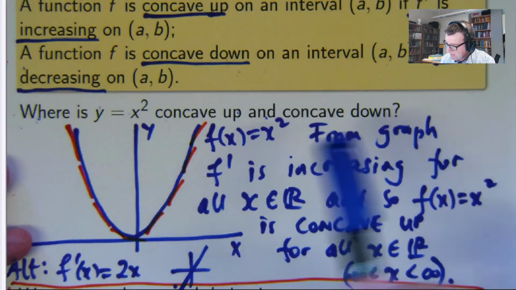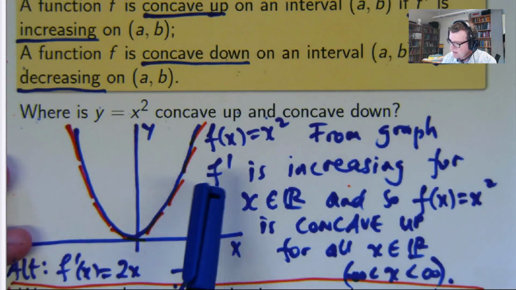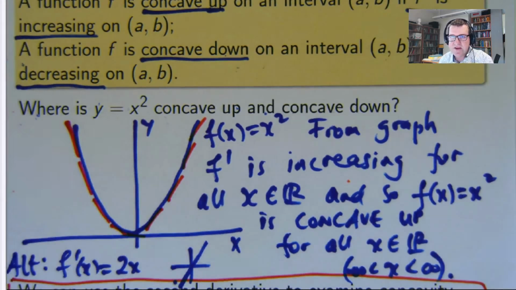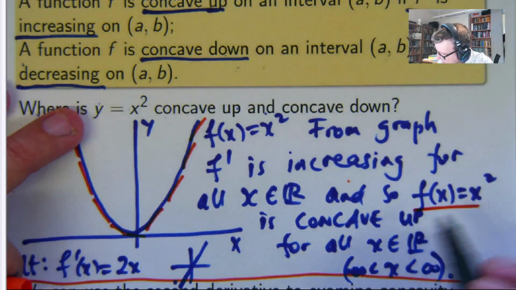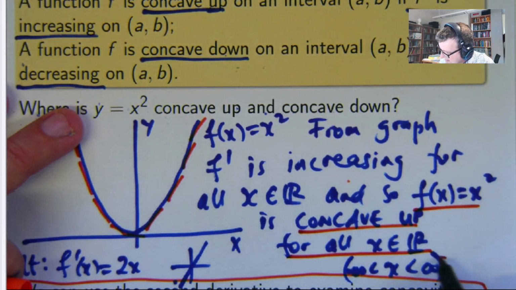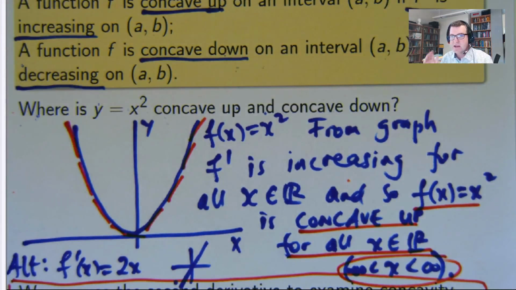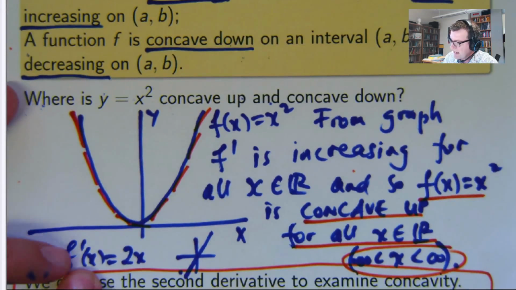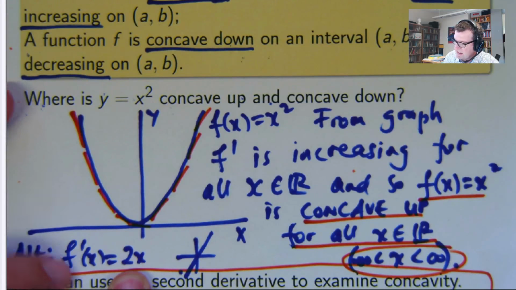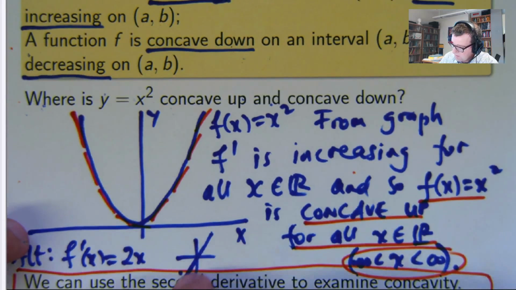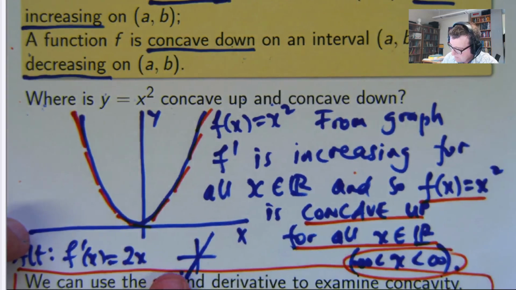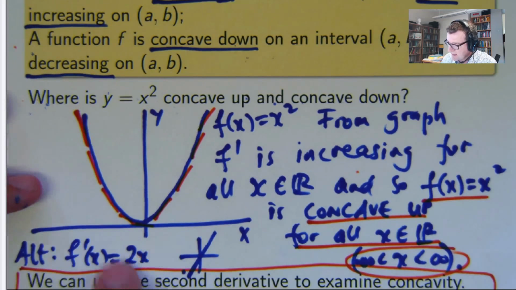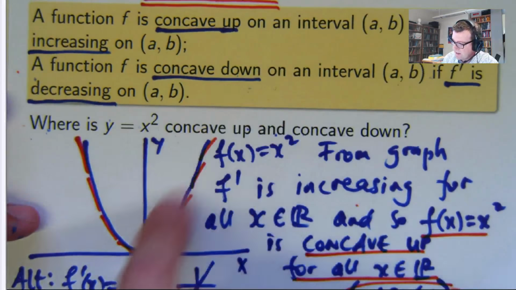So just from the graph, we know then that as we move from left to right, the derivative is also increasing, not just for some values of x, but for all values of x. So in this case, the function x squared is concave up for all x in this interval, all real numbers x. Now you could do it another way. Alternatively, if I calculate the derivative, where is this function increasing and where is it decreasing? Well, here's the line y equals 2x. As we move from left to right, the graph increases. So again, for all x, the derivative is increasing. So for all x, the function x squared is concave up.